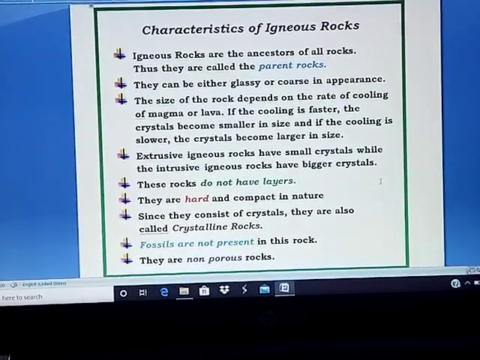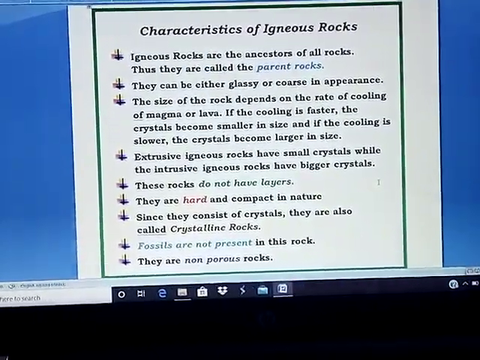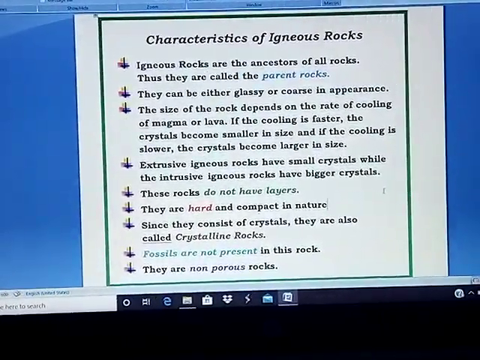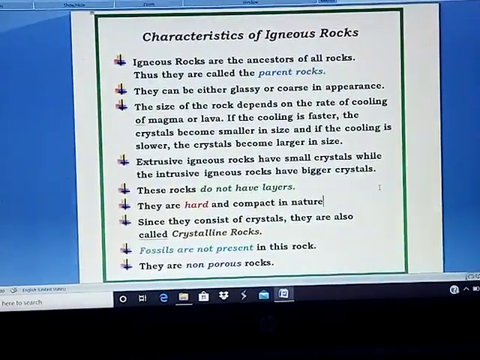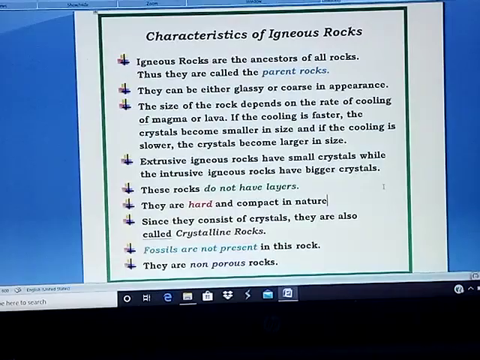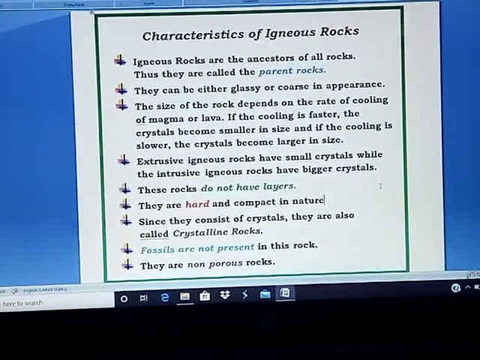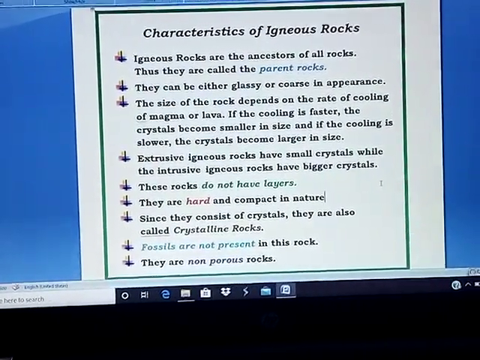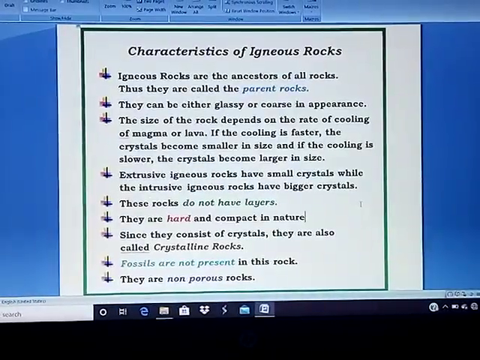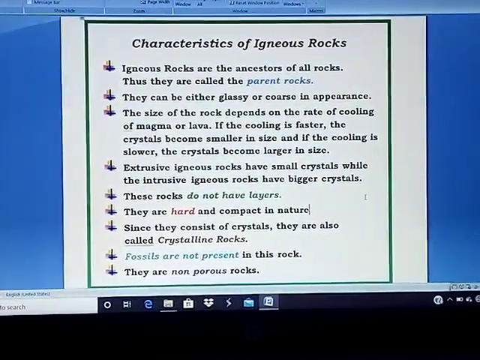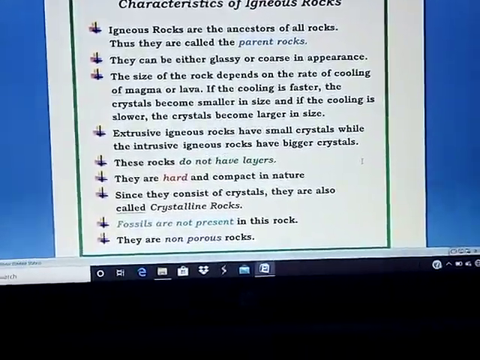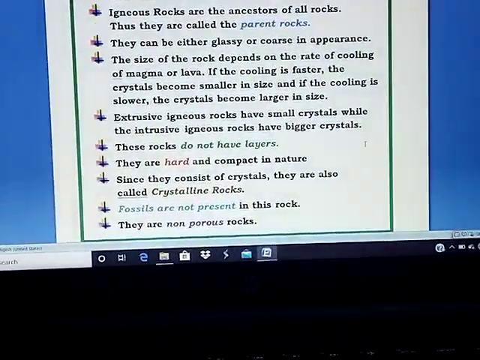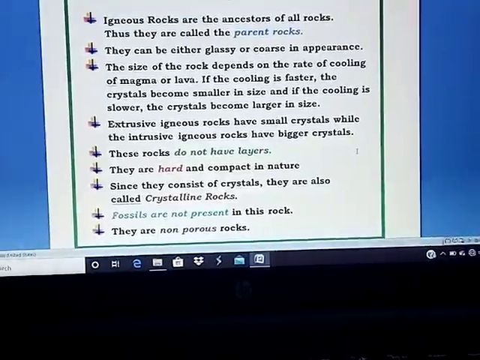These rocks do not have layers. You must remember the sedimentary rocks formed in layers. These rocks are hard and compact, not soft, compared to sedimentary rocks. Since they consist of crystals, these rocks are also called crystalline rocks. I mean, igneous rocks are also called crystalline rocks.